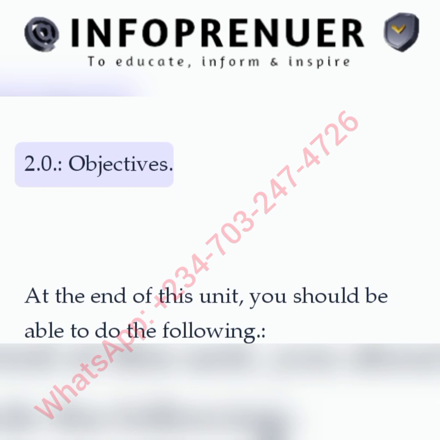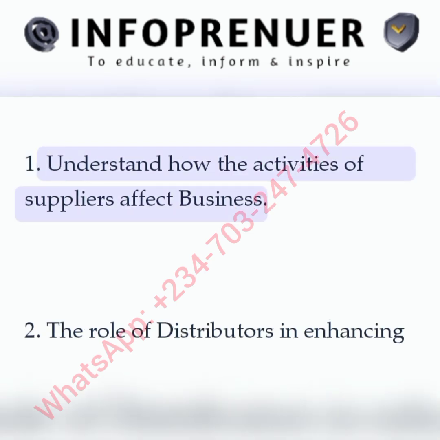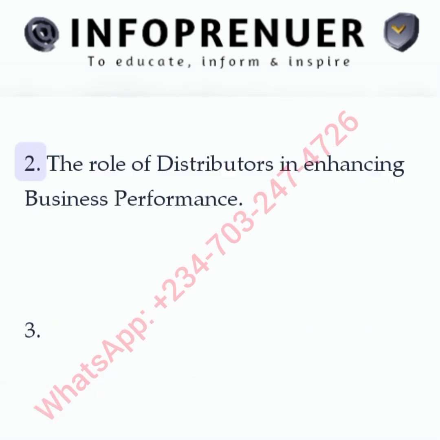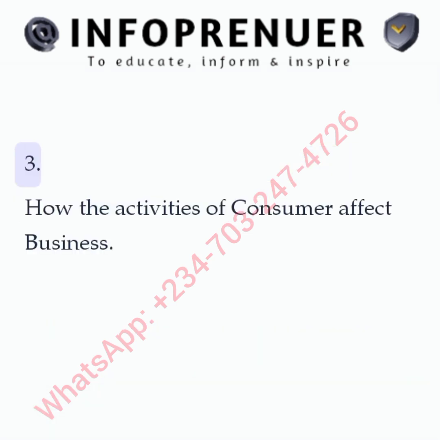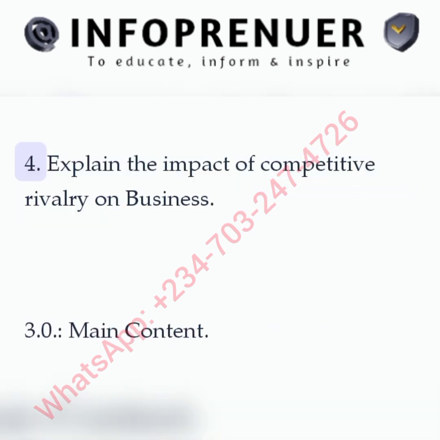2.0, Objectives. At the end of this unit, you should be able to do the following. 1. Understand how the activities of suppliers affect business. 2. The role of distributors in enhancing business performance. 3. How the activities of consumers affect business. 4. Explain the impact of competitive rivalry on business.